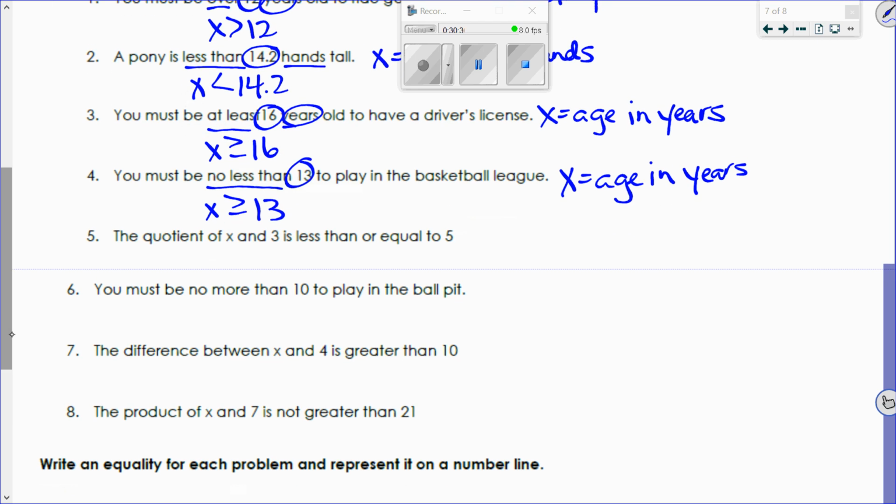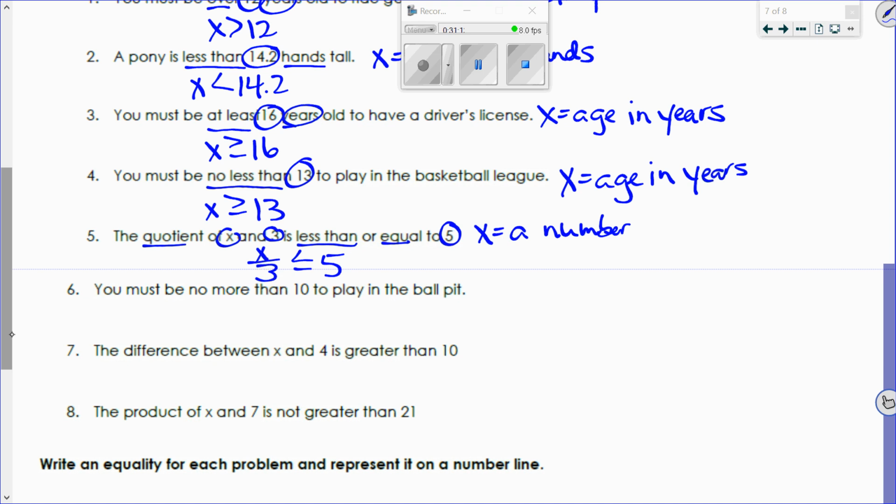Okay, the quotient of x and 3 is less than or equal to 5. Okay, what is my variable? x, the value of x, a number. Okay, the quotient of x and 3, what does that mean? x divided by 3 is what it says. Less than or equal to, so what's that symbol look like? Less than or equal to 5. Is this making sense, guys?